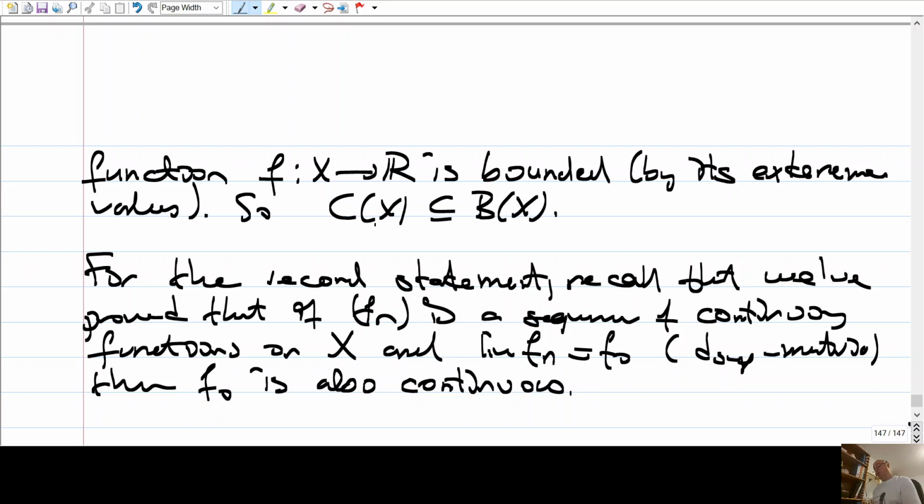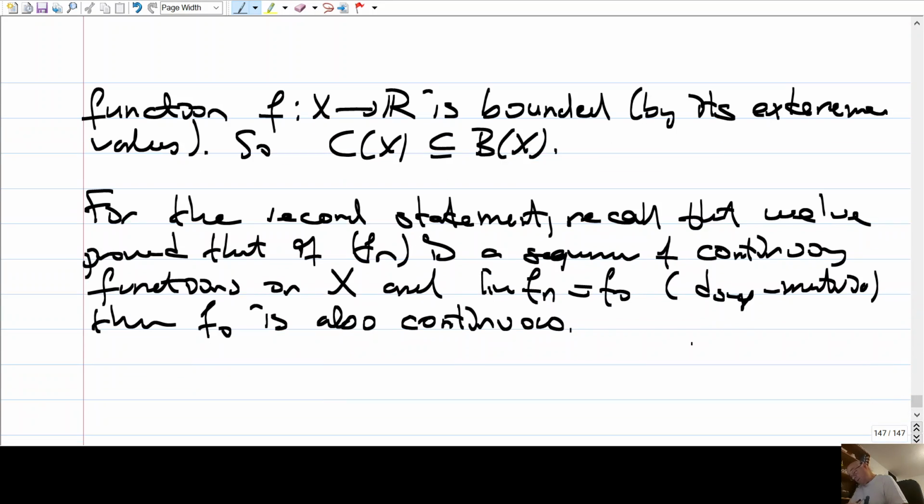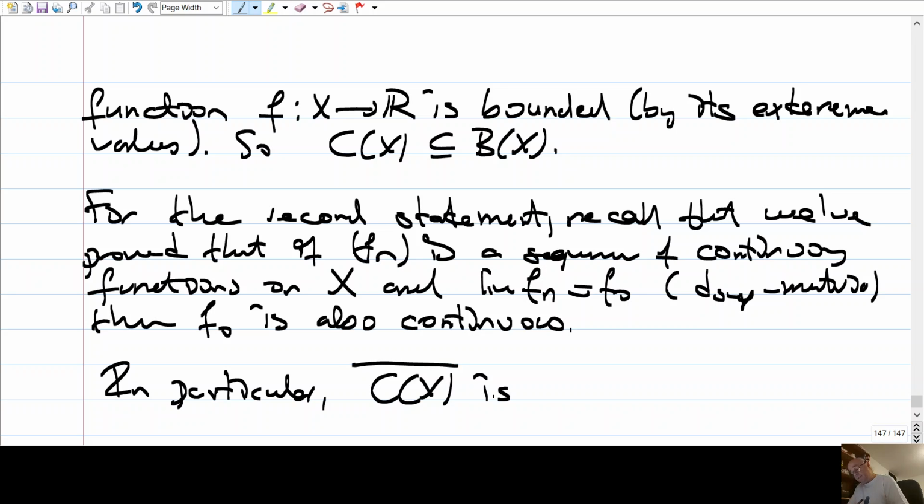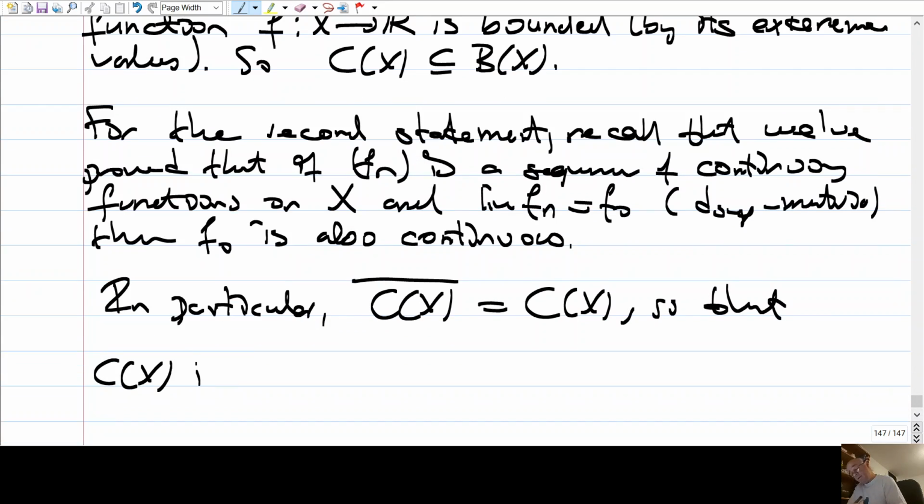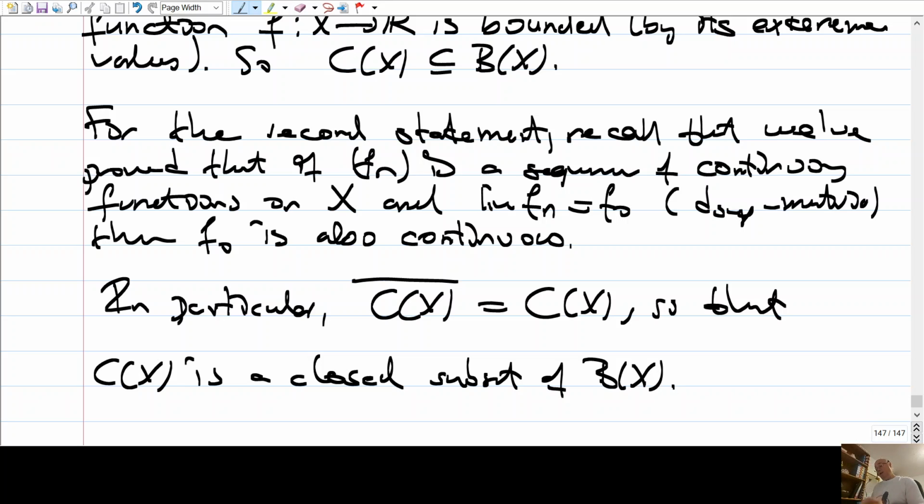Therefore, the closure of C(X) is equal to C(X). In particular, C(X) is a closed subset. In particular, of course, C(X) is complete because B(X) was complete in the supremum metric, and C(X) is a closed subset. Therefore, C(X) is also complete.